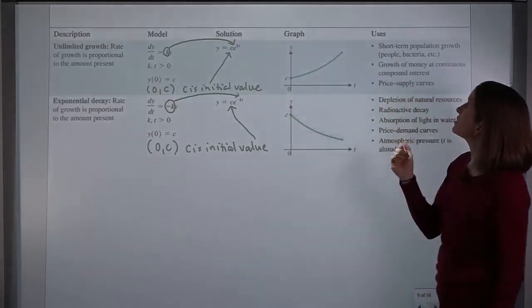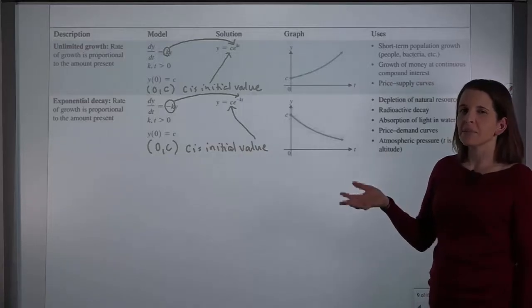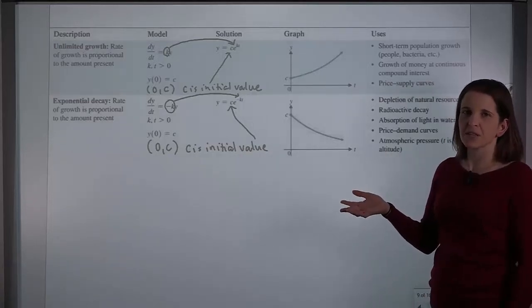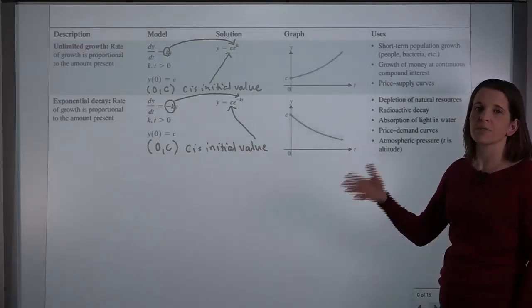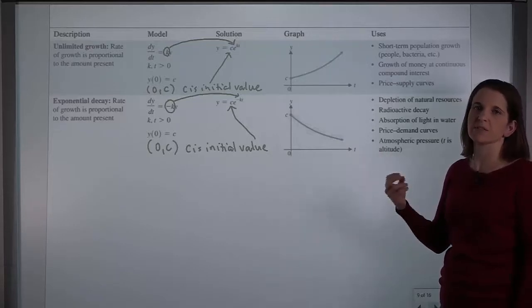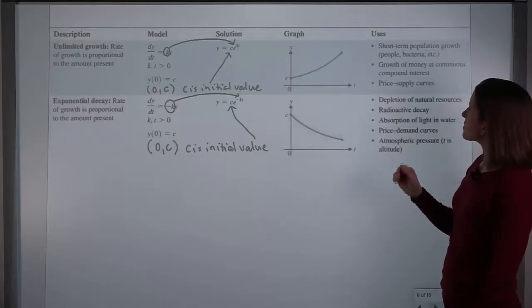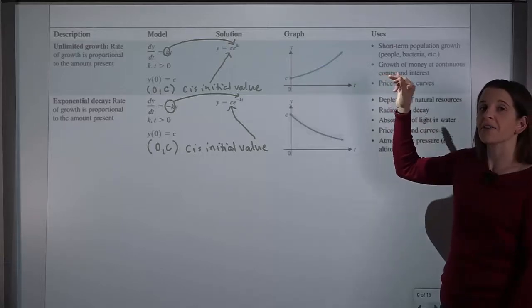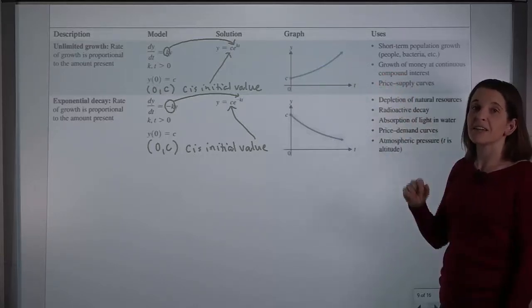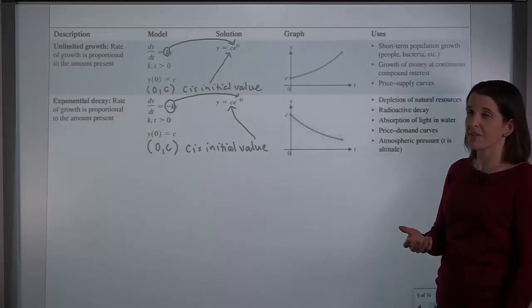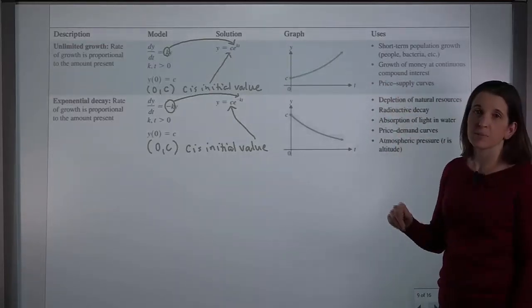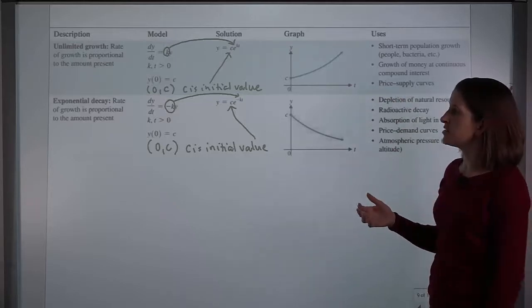So applications of this would be uninhibited population growth, which isn't really realistic for the long term, because there's always something that would limit your growth, whether it be space or food supply or predators. But for the short term, or talking about money compounded continuously, which we have already talked about, and then price supply curves as well in our business applications.